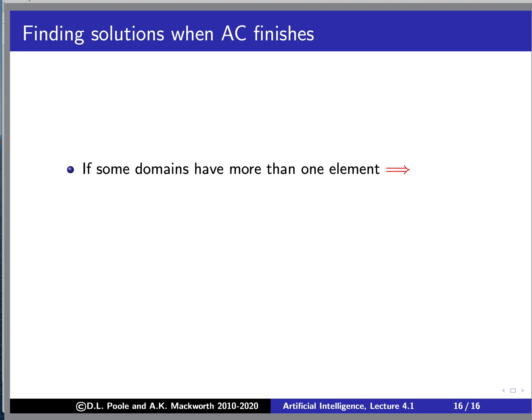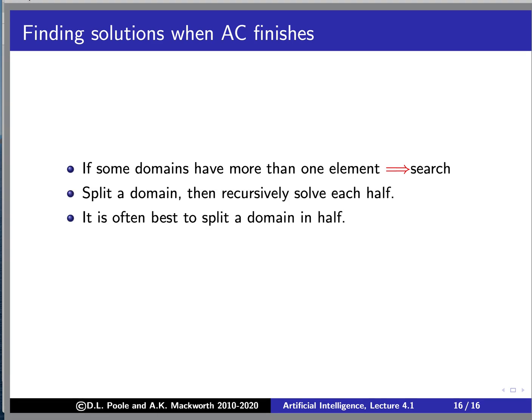So what do we do when we finish? If some domains have more than one element, we're going to search. We're going to end up with another search space here. The easiest way to think about this is we're going to split a domain and then recursively solve each half of it. It's often best to split a domain in half, and then we keep going. The question we're going to ask in class is, do we need to restart from scratch?